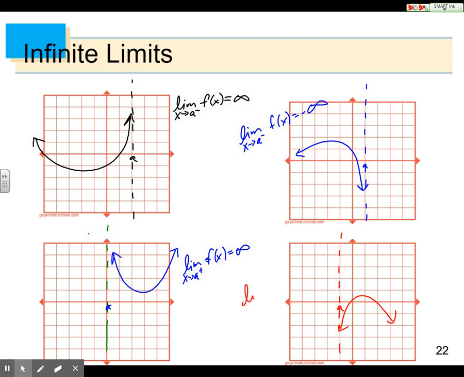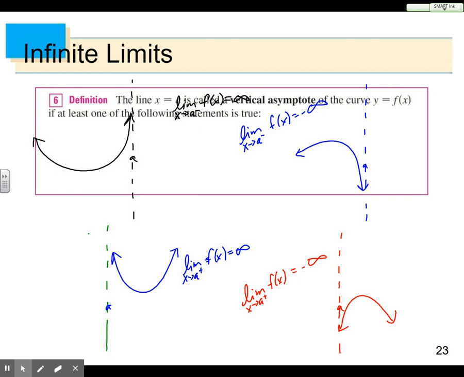And so the last way you'll see this written, the limit of the function as x approaches A from the right could also be negative infinity. So anytime you're approaching this function from the left or right and you get infinity or negative infinity, that is going to let you know that we are looking at a vertical asymptote. Okay. And that's actually going to be my definition of a vertical asymptote.